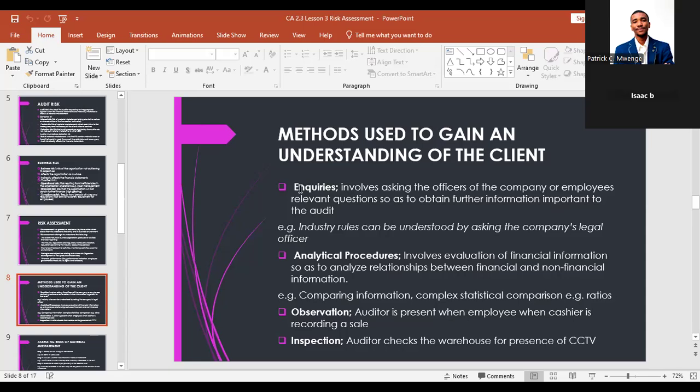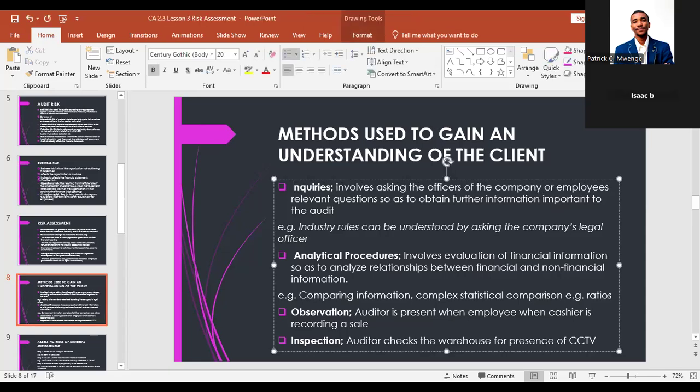So if we want to assess the risk associated with the client, we inquire. So we need to make inquiries, right? And this involves asking officers of the company or employees relevant questions so as to obtain further information important to the audit, right? So inquiry simply means we go to the client's business, we ask them.